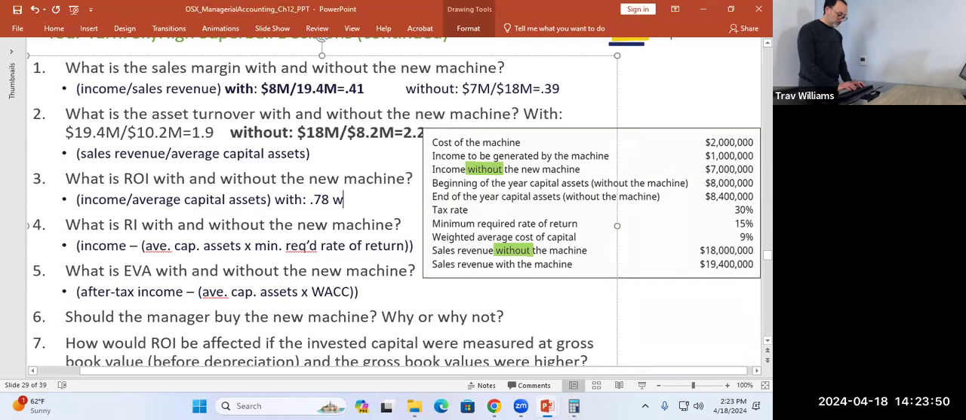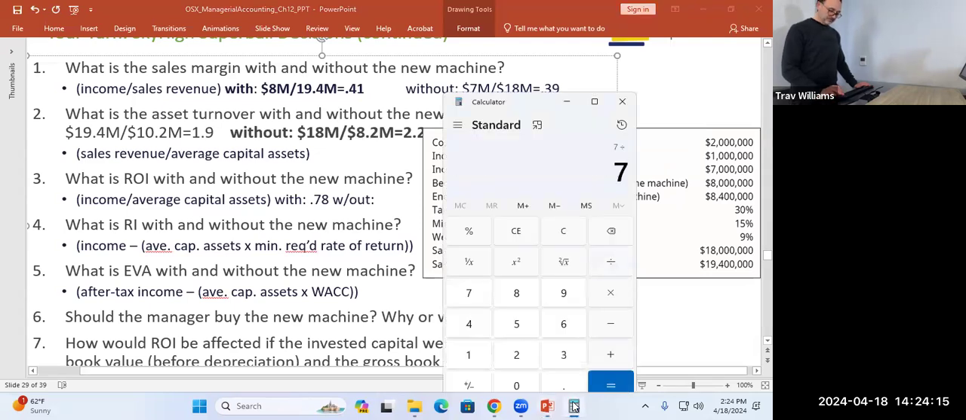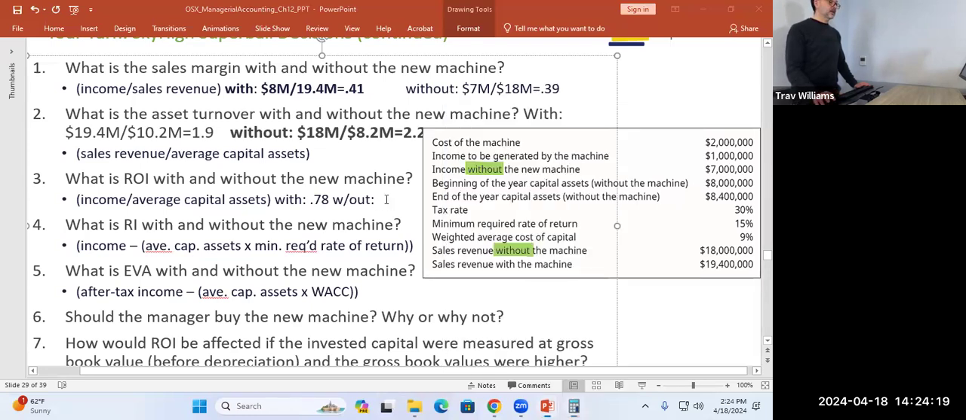And without, what would we divide by what? 7 million income, right? Tell me if I get any of this wrong. Divided by 8.2 average capital assets. That would be an 85% ROI.